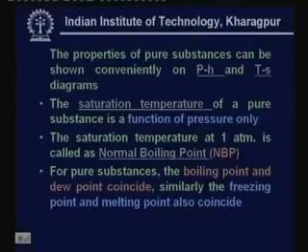For example, at 1 atmospheric pressure, the boiling point of water is 100 degrees centigrade. Similarly, the dew point of water is also 100 degrees centigrade. Why I am stressing this is that for a mixture, that means a mixture of two refrigerants, the boiling point and dew point may not coincide. Similarly, the freezing point and melting point may not coincide. Okay.